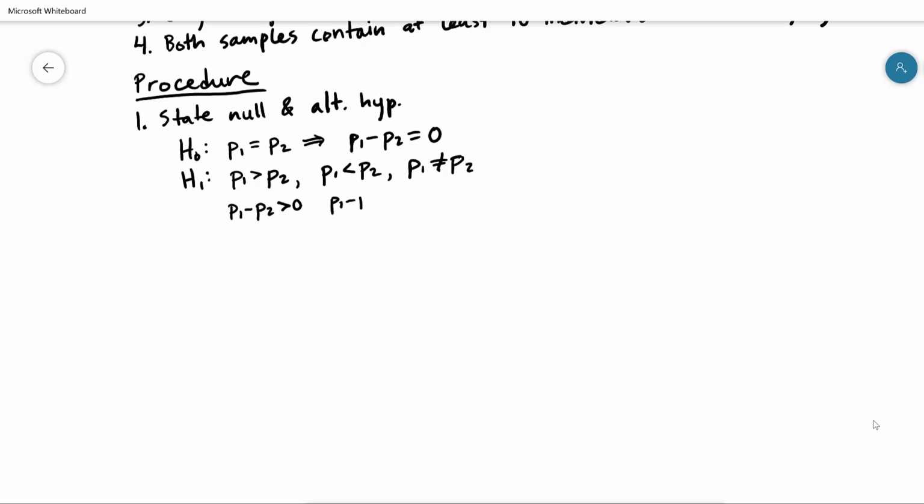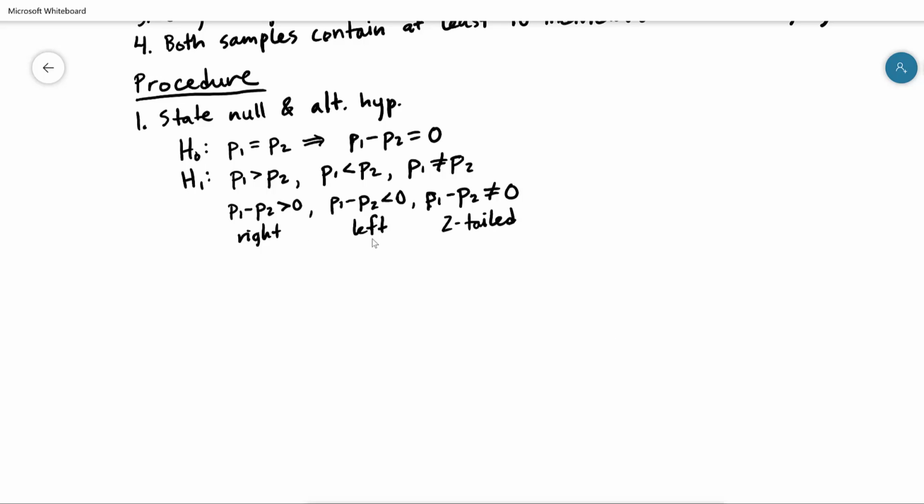This one would be P1 minus P2 less than 0. And this one would be P1 minus P2 not equal to 0. And that makes it clear that we've got our right, left, and two-tailed versions. Hopefully more clear at least.